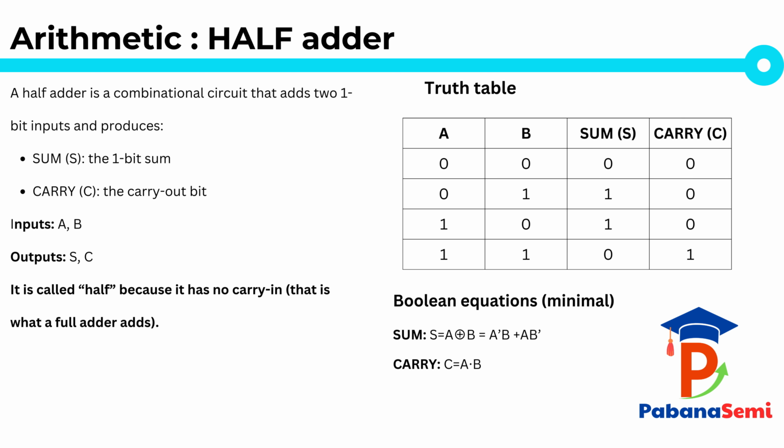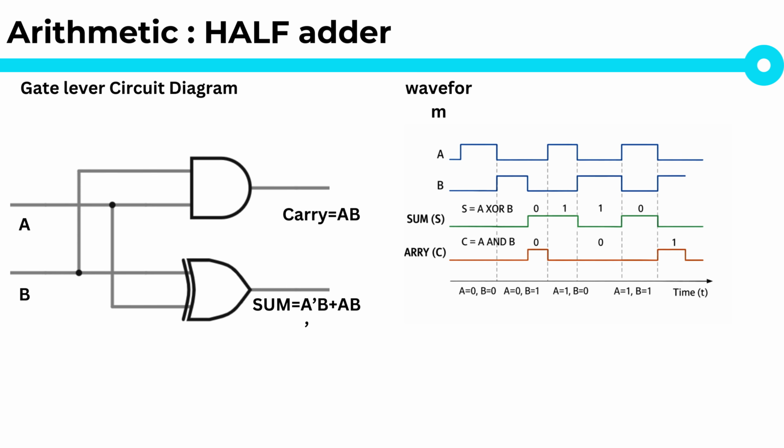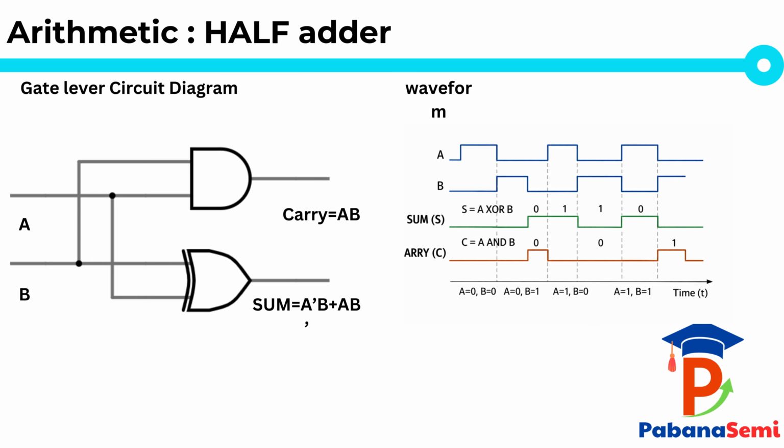For the carry, it becomes 1 only in one case, when both A and B are 1, so carry equals A AND B. It's called a half-adder because there is no carry-in input. When we include a carry-in, it becomes a full adder. Now let's look at the half-adder at the gate level and verify it using the waveform.